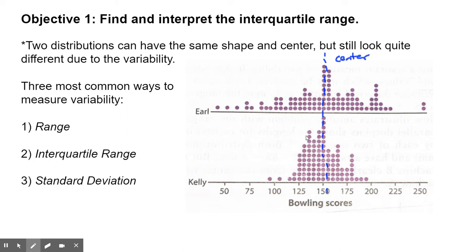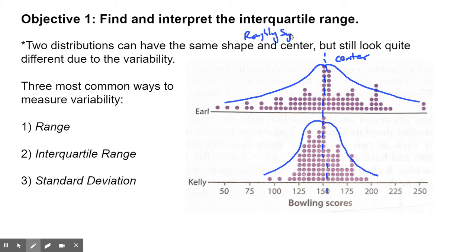And I would say both are roughly symmetric. If you remember, roughly symmetric is that bell shape, where the right side and left side look the same. Same thing here, right side and left side look the same. So I'm just writing the shape up there: roughly symmetric. That's symmetric. However, look at the variability.